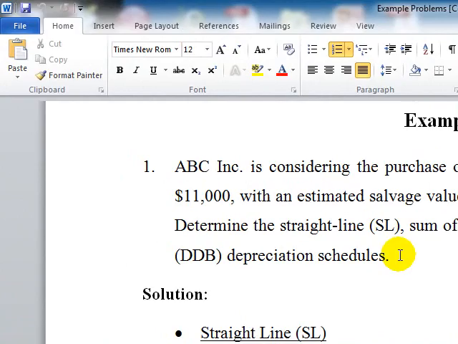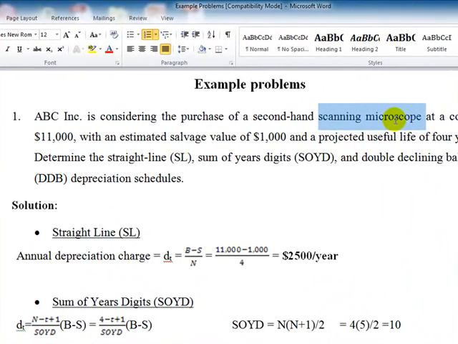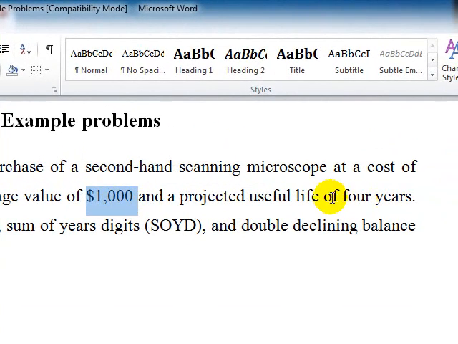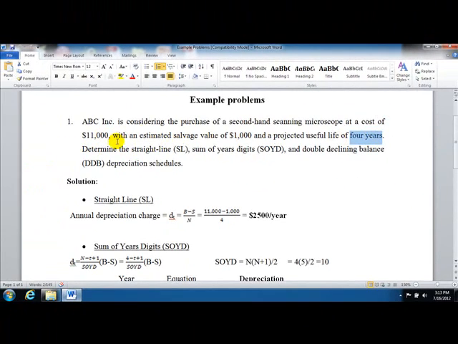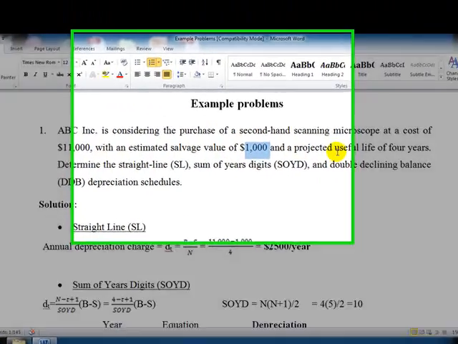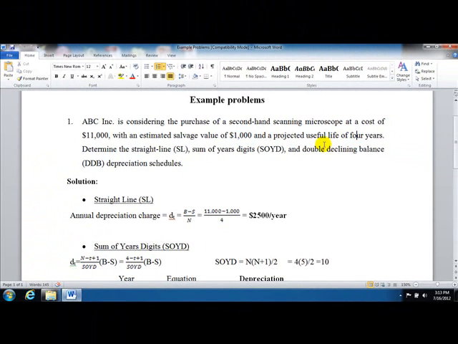Okay, so basically the company is planning to buy a microscope, right? Its initial cost is $11,000 and its salvage value is $1,000 and the useful life is 4 years. So basically what we can say is in 4 years the value of the microscope is deteriorating from $11,000 to $1,000. So there is a total of $11,000 minus $1,000, $10,000 depreciation over the 4 years period, right?